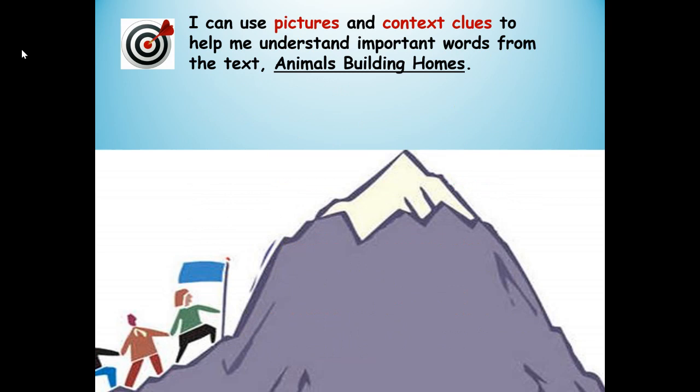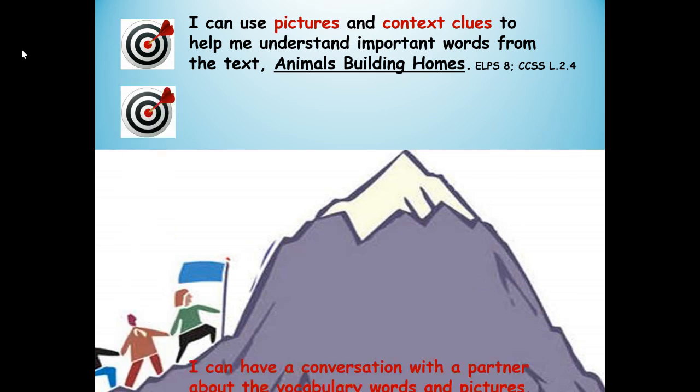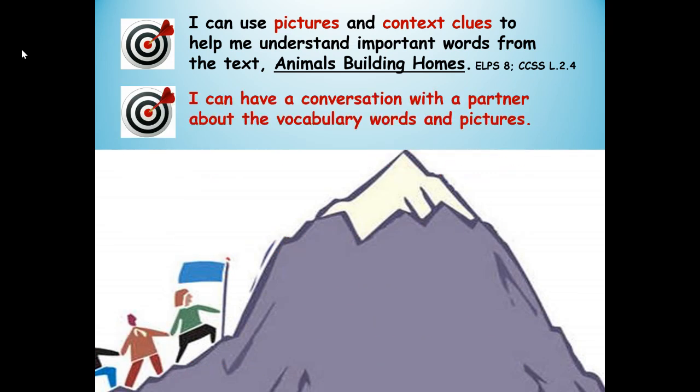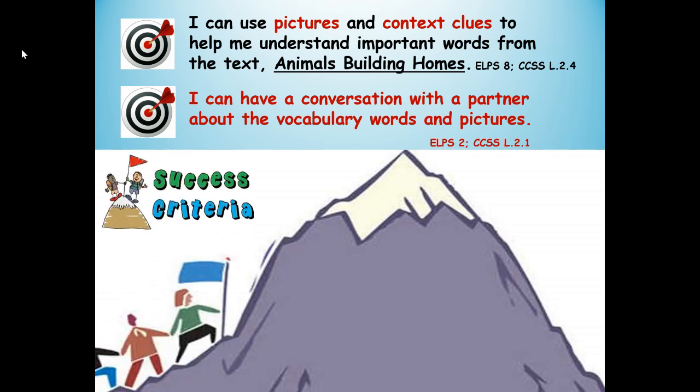Our learning targets. I can use pictures and context clues to help me understand important words from the text, Animals Building Homes. Our second learning target, I can have a conversation with the partner or with me about the vocabulary words and pictures. Success criteria, that means how will you know you're successful at using pictures and context clues to help you understand the important words from the text, Animals Building Homes? Or how will you know you're successful at having a conversation and talking about the vocabulary words?